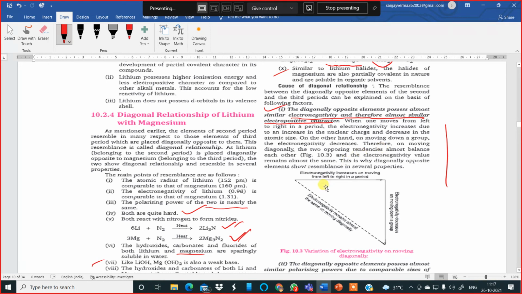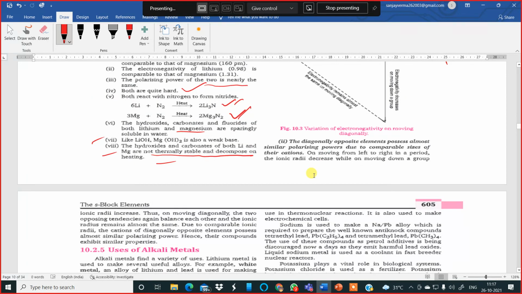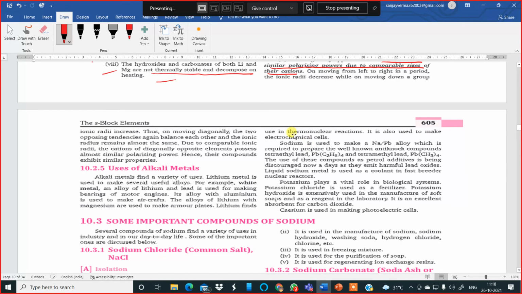Then the second reason: the diagonally opposite elements possess almost similar polarizing power due to comparable sizes of the cations. So these two reasons you remember for the diagonal relationship. Okay. Then go through the uses of alkali metals. What are the uses? It's mentioned over here.